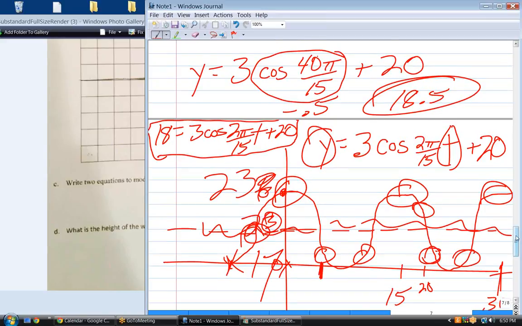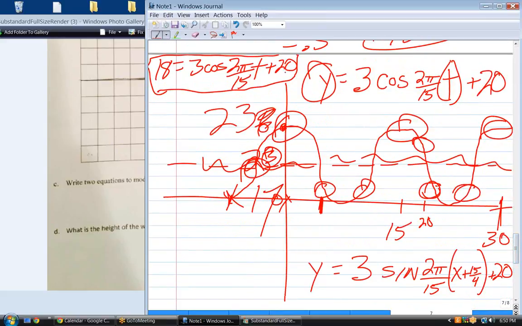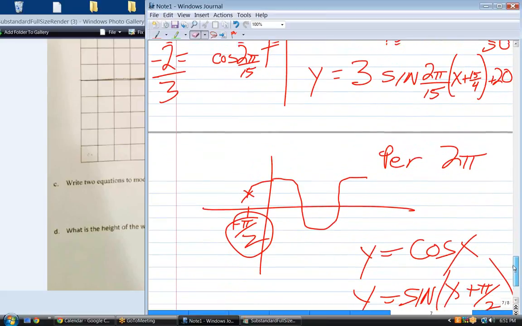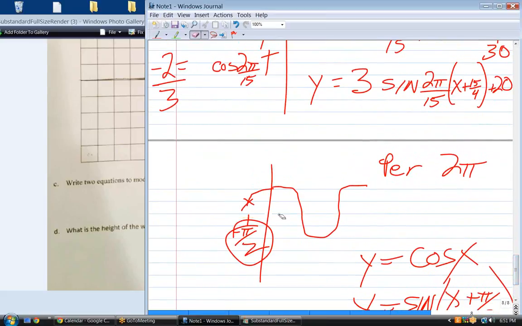Okay, let me show you how to do that. We're going to take 20 away from both sides, so now we get minus 2 on the left equals 3 cosine of 2 pi over 15 t. Now I divide both sides by 3. I get that. Well, now I have to solve this equation.